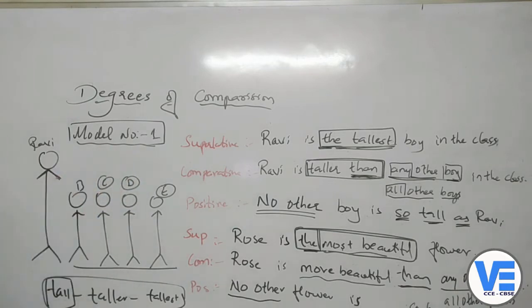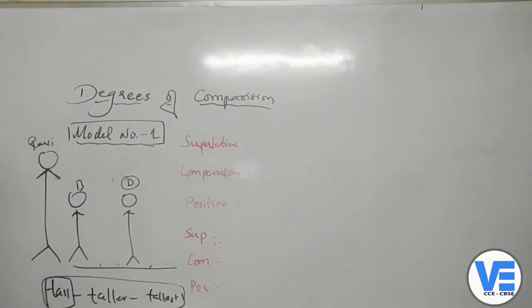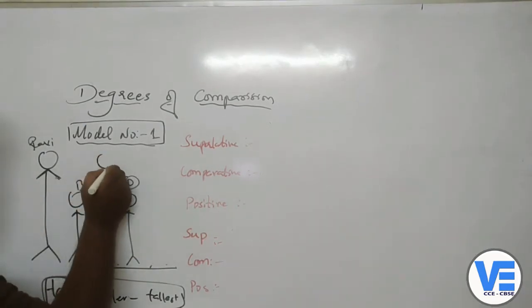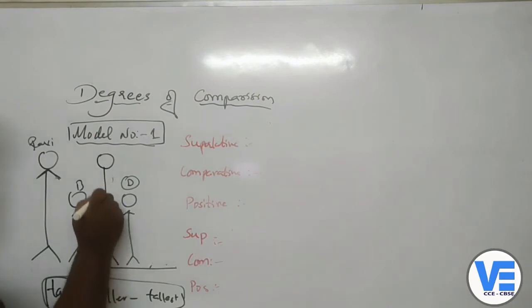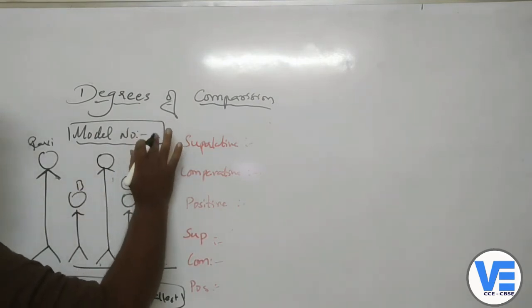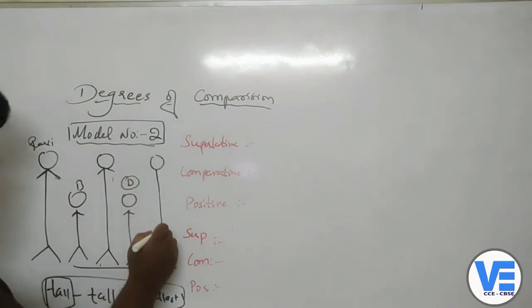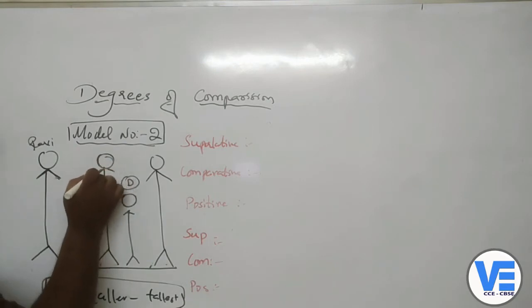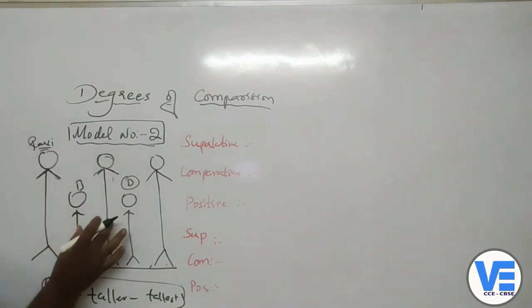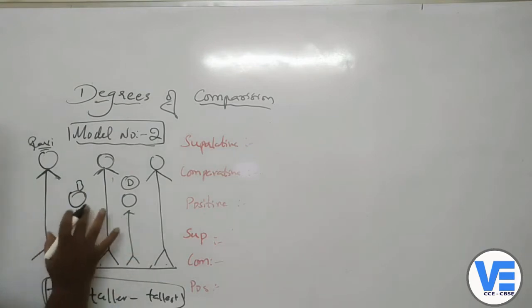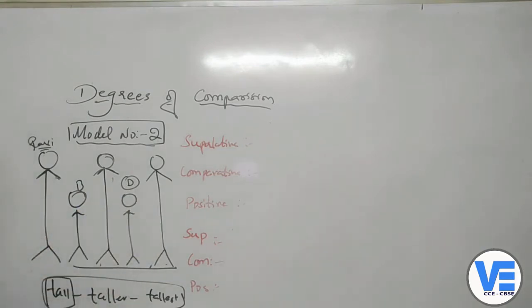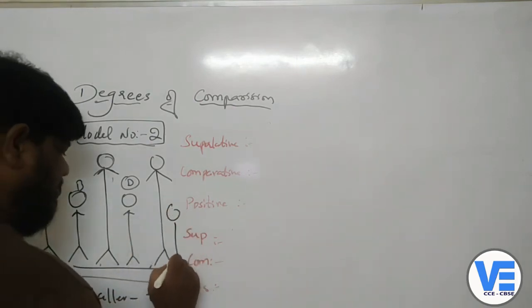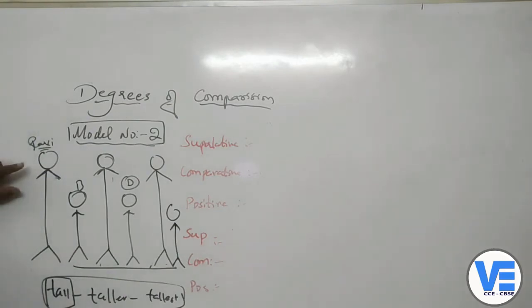Right, children, now we'll go ahead with model number two. Now I'll take the pictures of the people or students in the class in this way. This is model number two, which we are reading now. This is Ravi again, and I have taken examples of children in the class again. Here I have taken 5 children, or else I'll make it 6 also. So now I have taken Ravi here.